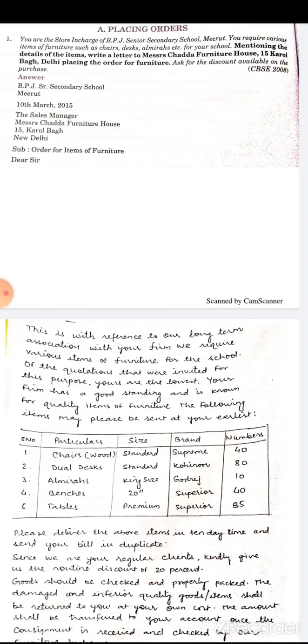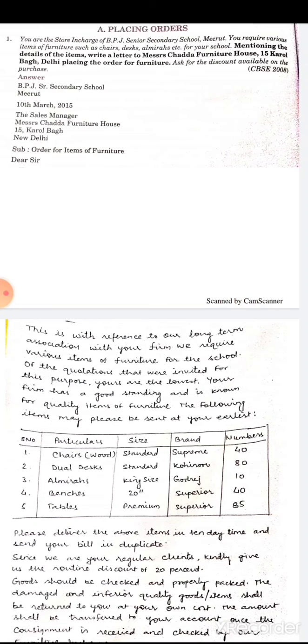your creativity is to be tested, because these are the things which are never mentioned in the question of a letter writing. Here, if you are creative, you can make this table quite effective, and this is going to add to the score that you are going to get out of this question. So the first column is serial number, and the particulars, size, brand and numbers. So these are 4 or 5 common headings.